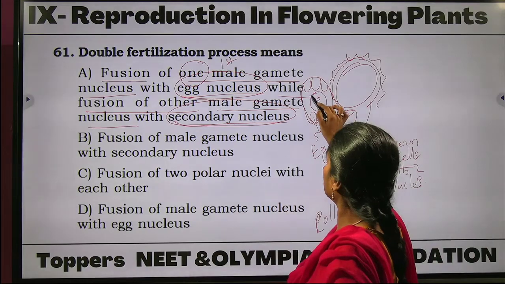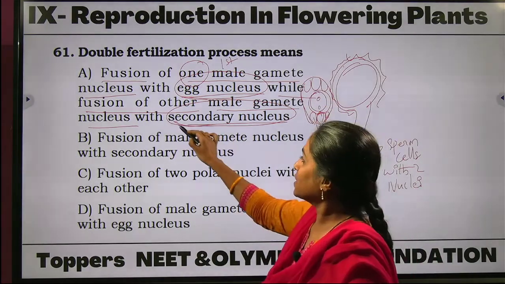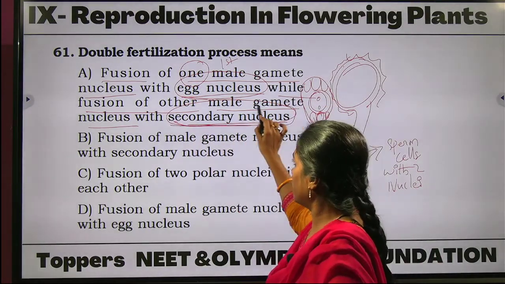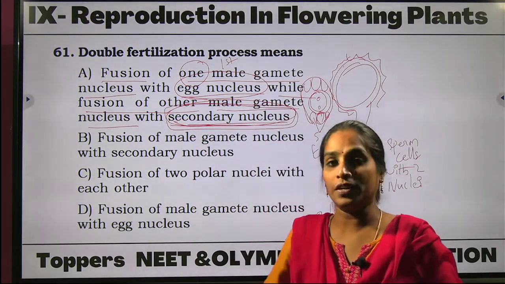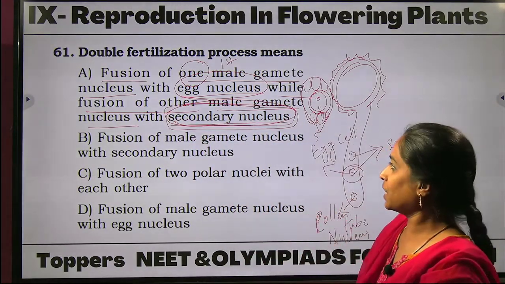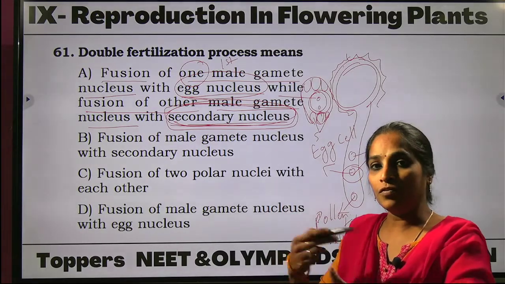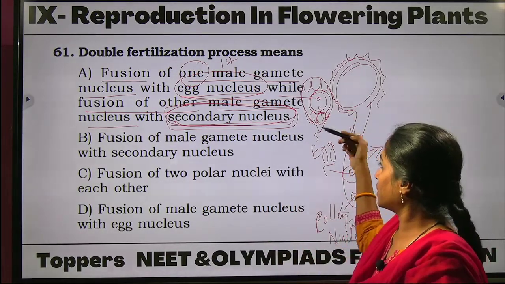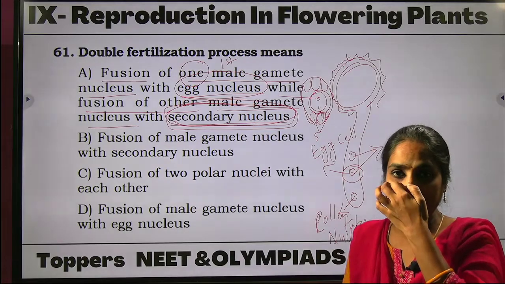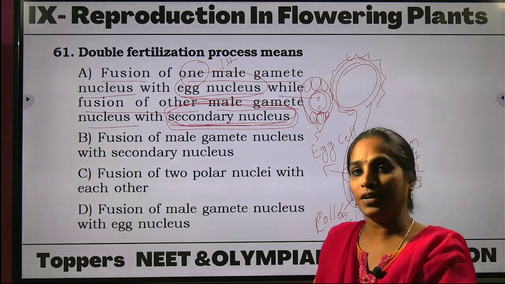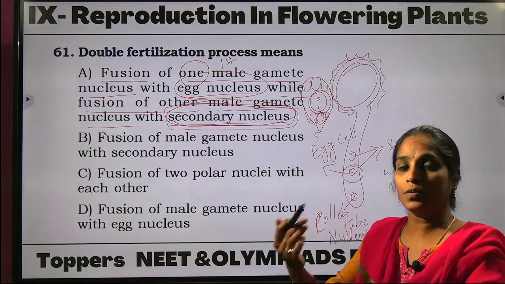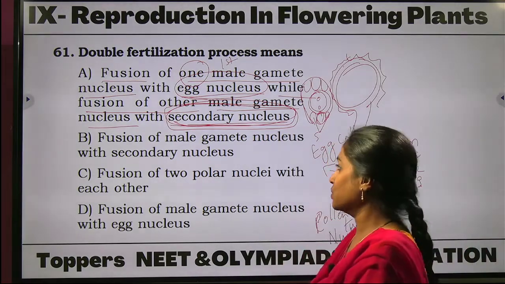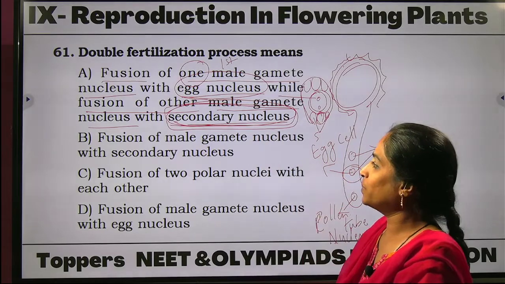Here the central cell is also called the secondary nucleus. Why are we saying it is a secondary nucleus? Because fertilization is undergoing for the second time to form an endosperm. The antipodal cells and the synergids present in this are responsible for developing an embryo into a complete fruit, and the ovules will develop into seeds. So this option will be the correct one.